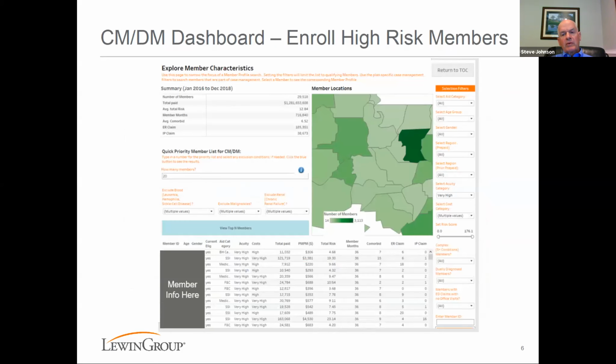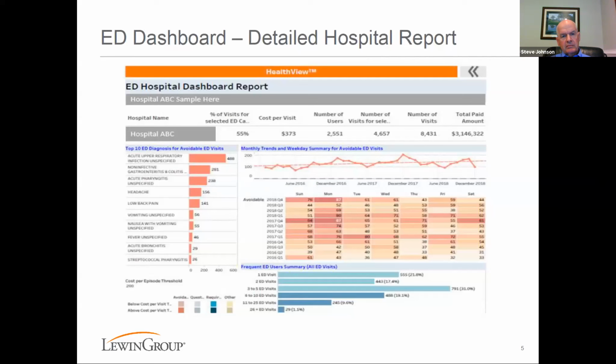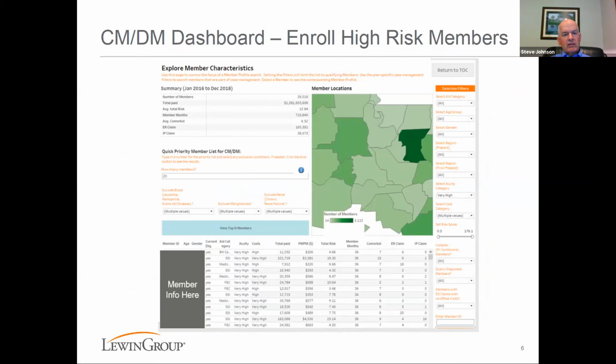The other thing we've done for our health plan, if you go back one slide, please, is to support their case management and disease management programs. We've created a visualization where they can drill into their data using filters, which is common Tableau functionality, to understand, if they want to target members for case management or disease management programs, what population they can identify that's small enough to accommodate with their program.